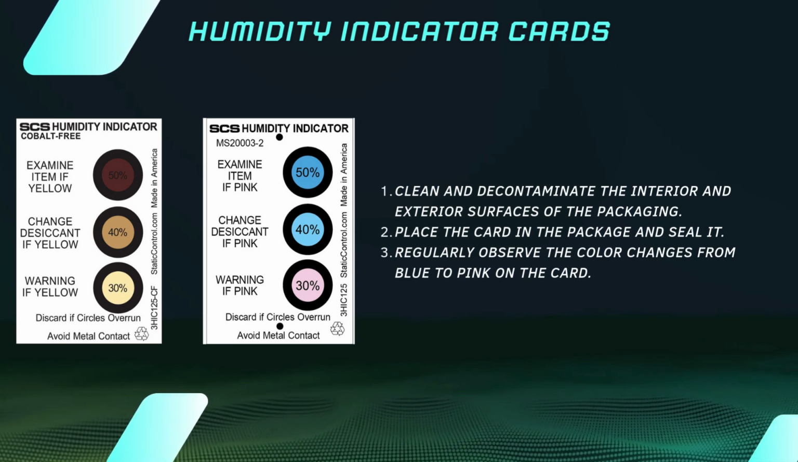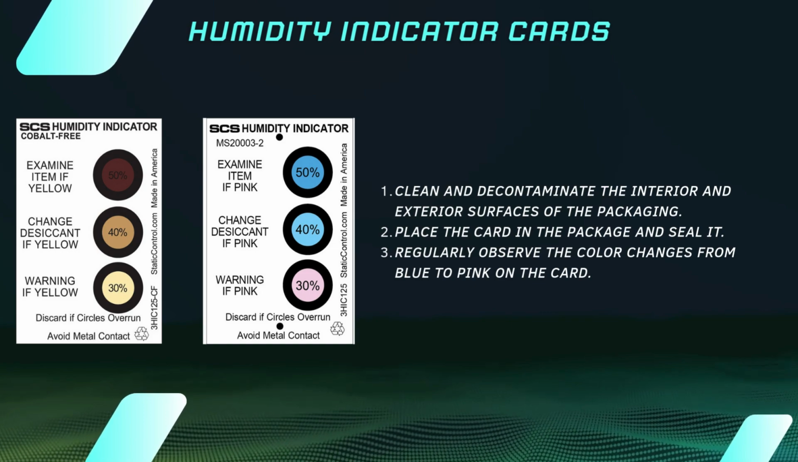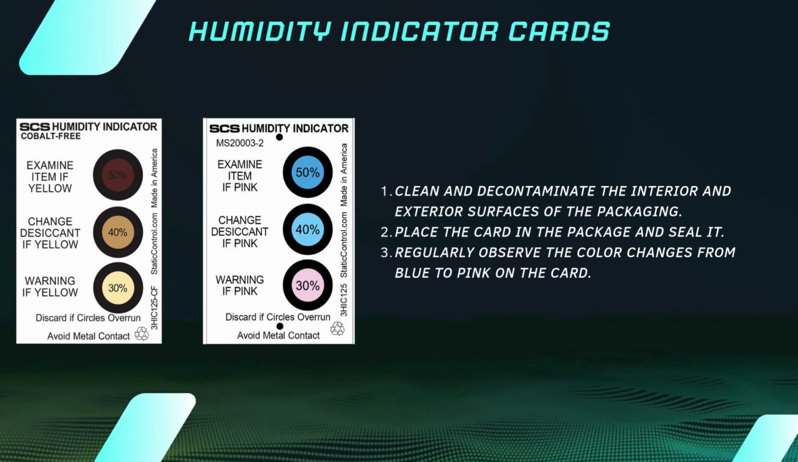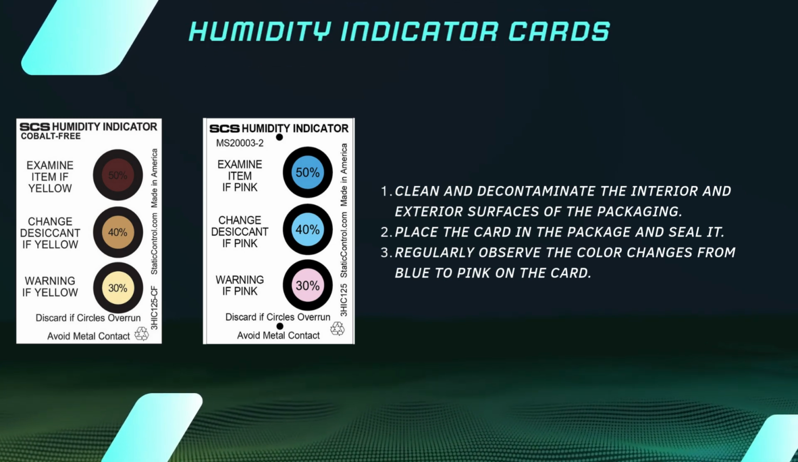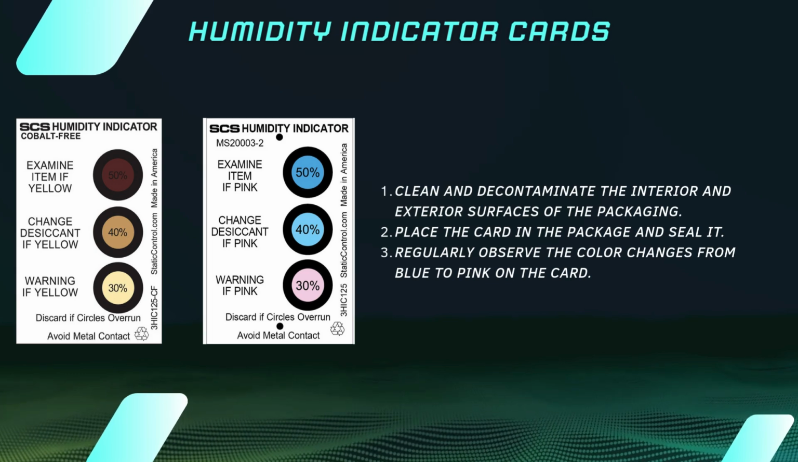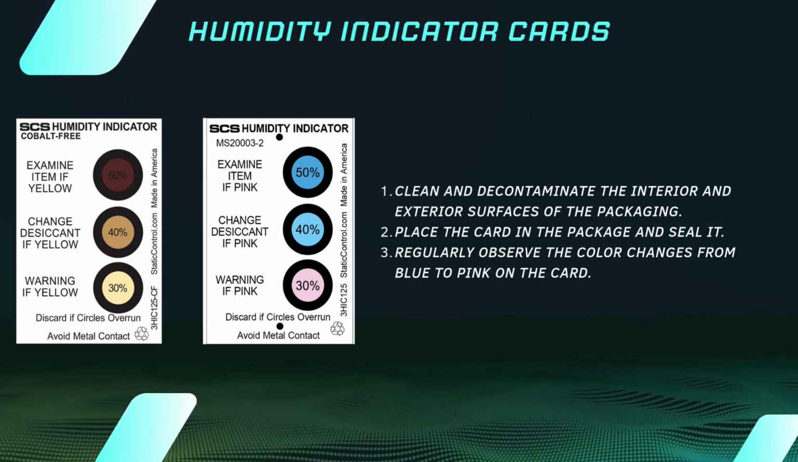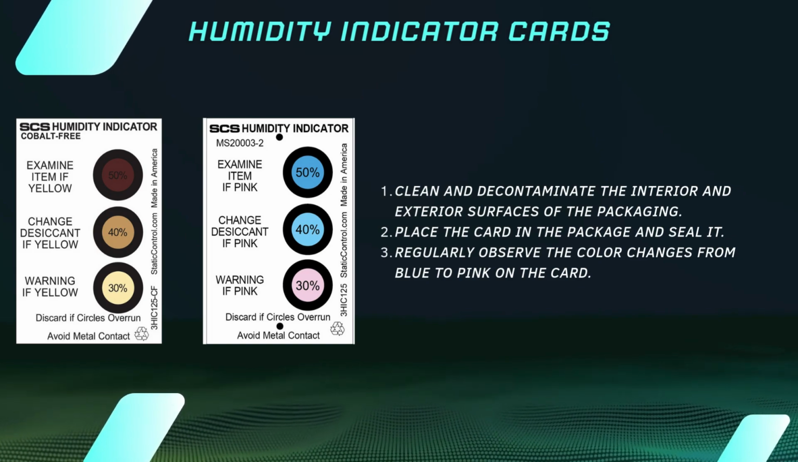Before using the humidity indicator card or cards, make sure the interior and exterior surfaces of the packaging is clean and free from contaminants. Place the card in the package and seal it. Regularly observe the color changes from blue to pink on the card and find out the humidity percentage by looking at the indicated temperature range next to the spots that changed in the color.